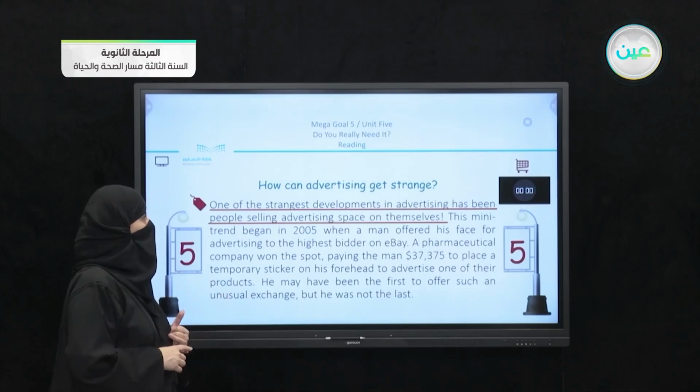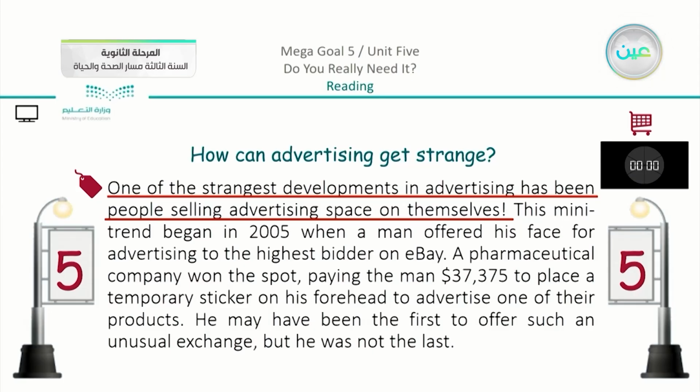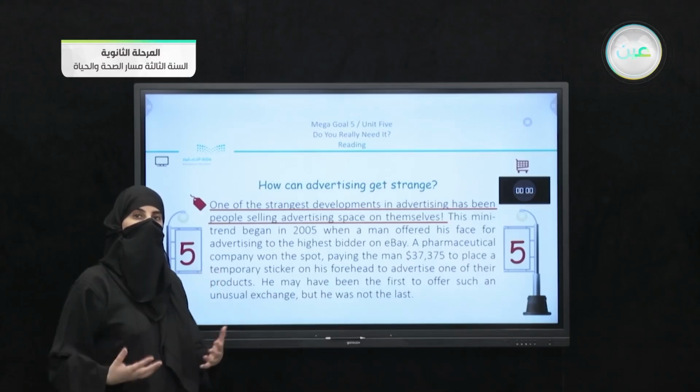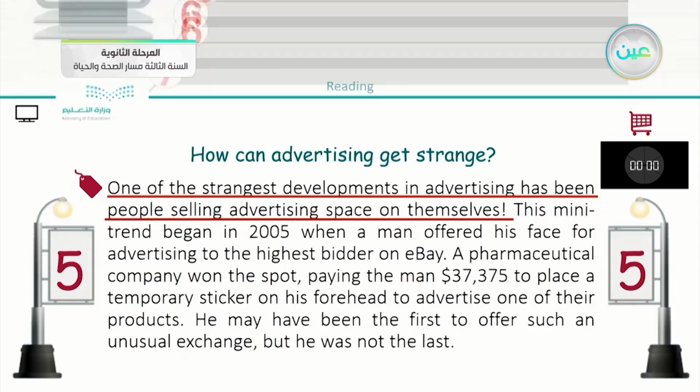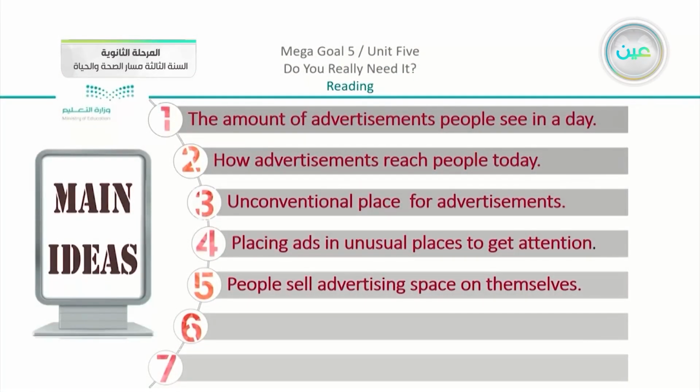One of the strangest developments in advertising has been people selling advertising space on themselves. So just imagine that a person can make himself or herself an advertising space. So this is going to be the idea that we have in number 5. People sell advertising space on themselves?